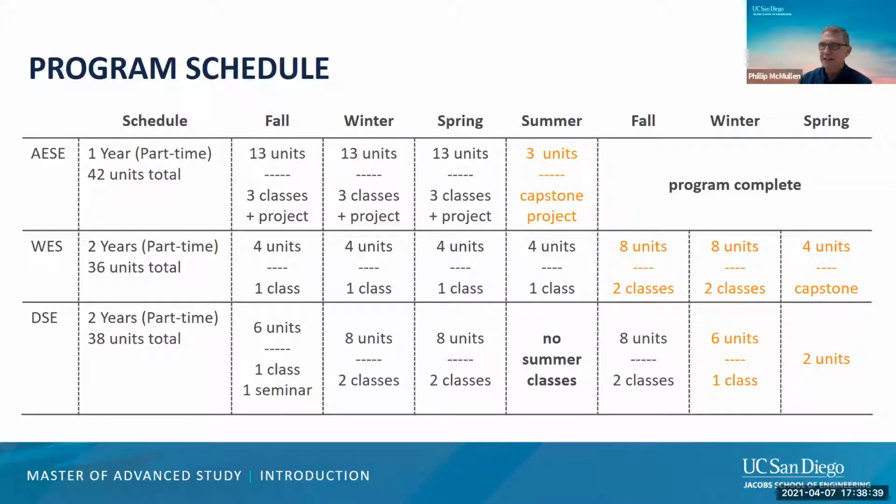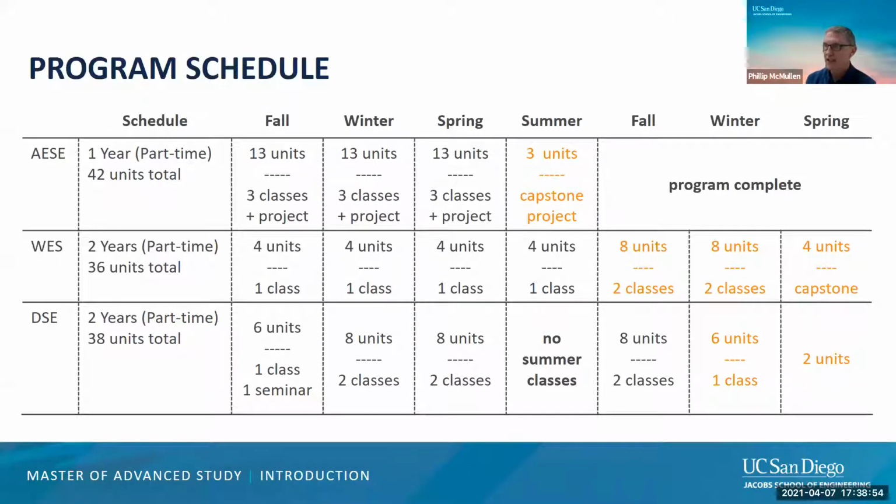The wireless embedded systems and the data science programs are both part-time programs and happen over 2 years. The WES program is on one class day for the second year. The DSE program is basically 2 classes per quarter, but no summer class. The units noted in orange are capstones that come at the end.